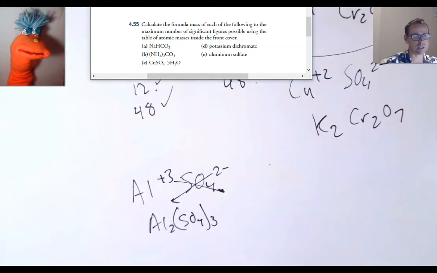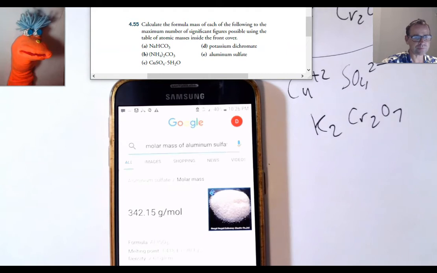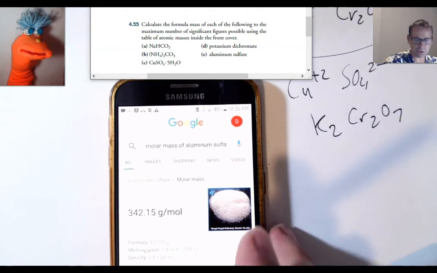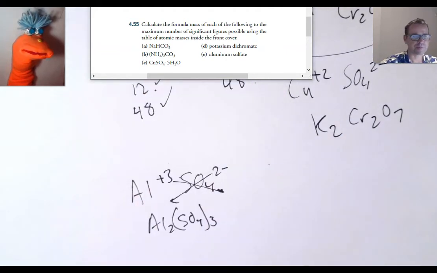Very good. Excellent job. So I have to add up 2 aluminums, 3 sulfurs, and 12 oxygens, and that will give me my molar mass for aluminum sulfate. Molar mass of aluminum sulfate? The molar mass of aluminium sulfate is 342.15. 342.15 grams per mole. Okay, good job.